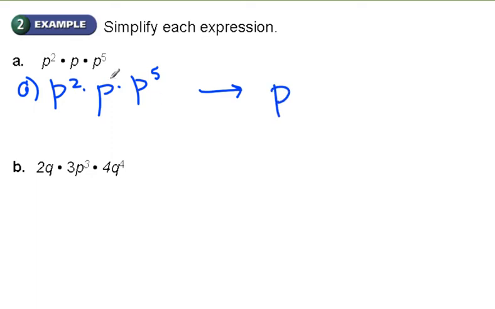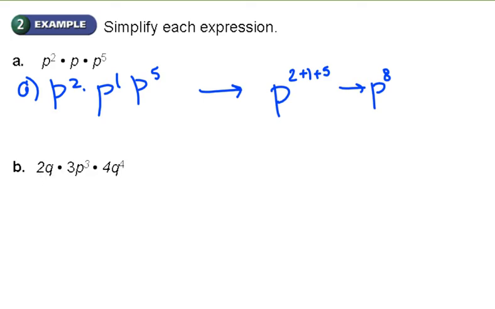And now you take your powers and you add them up. There is no power here, so we're going to write that 1 in. Okay, so we have P, 2 plus 1 plus 5. 2 plus 1 is 3. 3 plus 5 is 8. So we have P to the 8th power.